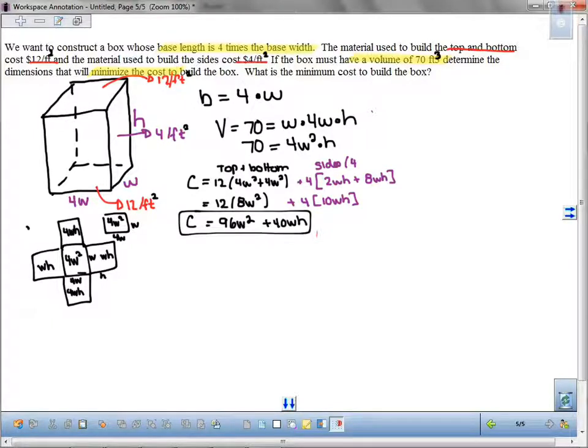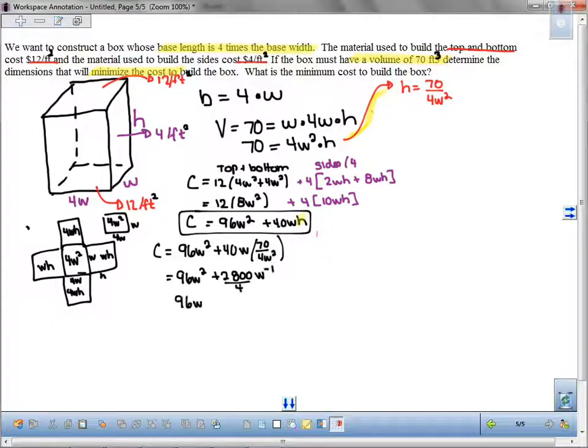So this is what I need to take the derivative of. But I have an H that I need to get rid of. So I'm going to solve for H from my volume, substitute that into my cost, and simplify a little bit. And here's my cost equation. This is what I need to take the derivative of.